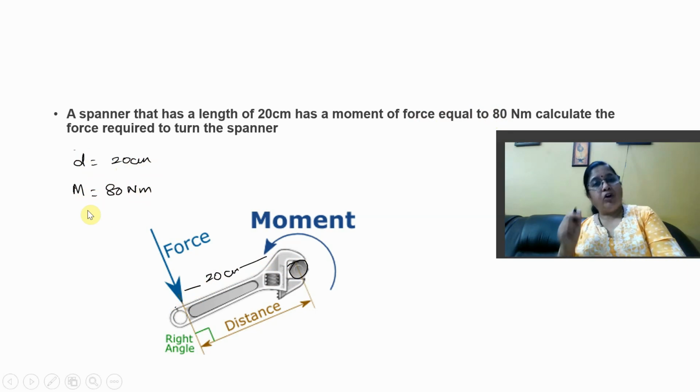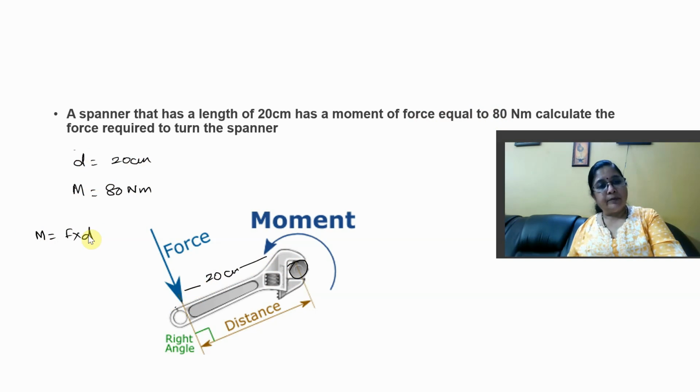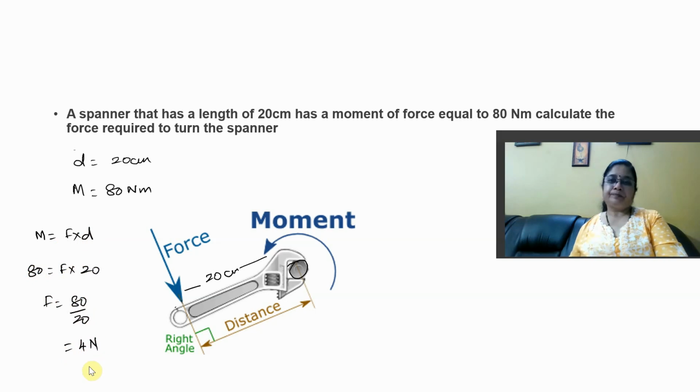So calculate the force required to turn the spanner. We already discussed that moment is equal to force into distance. So moment is 80, which is equal to force into distance, which is 20. So force is equal to 80 by 20, that is equal to 4 Newton.